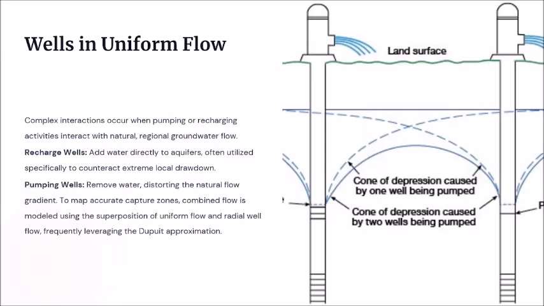Next slide. Wells in uniform flow. We must also consider how wells interact with the natural, regional flow of groundwater. Recharge wells add water directly to the subsurface, often used deliberately to counteract severe local drawdown. Pumping wells remove water, which alters the natural flow gradient. To accurately map where a pumping well is capturing its water from, we model the combined flow by superimposing the natural uniform flow with our radial well flow equations.